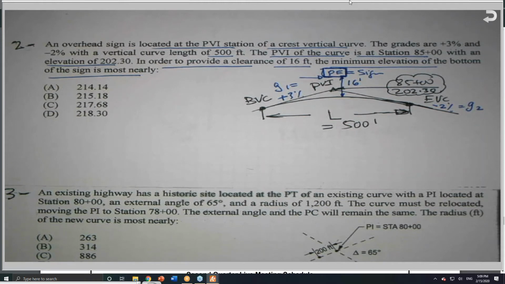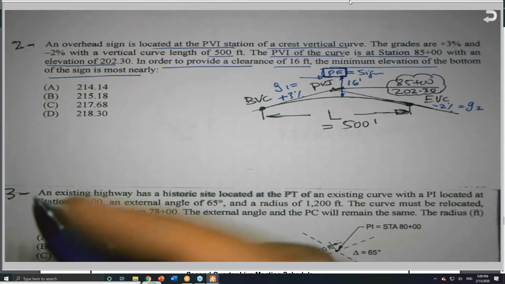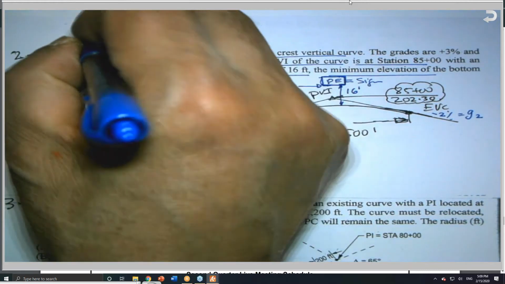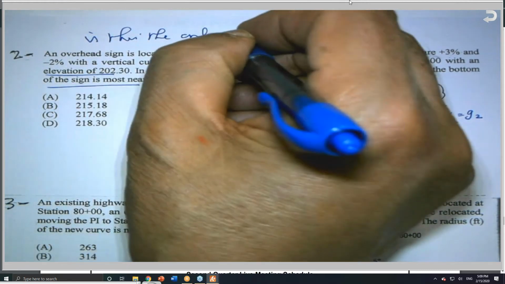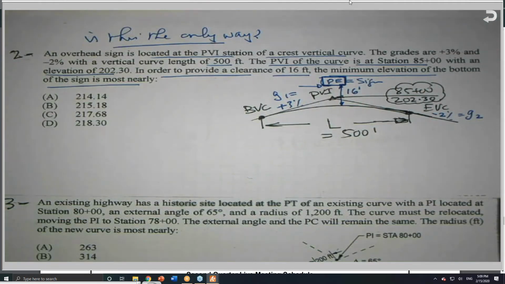There is more than one way to solve the problem. And this is true for some problems, by the way. Always ask yourself after you solve a problem, is this the only way to solve this problem? Maybe there is another way, a shortcut. Maybe there is another shortcut, faster, time saving.